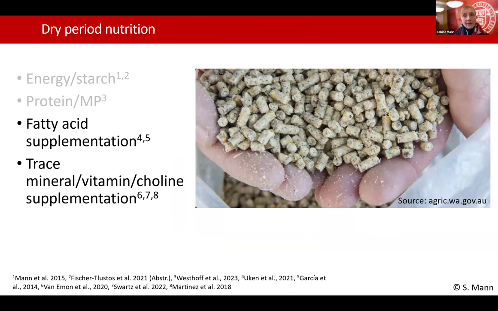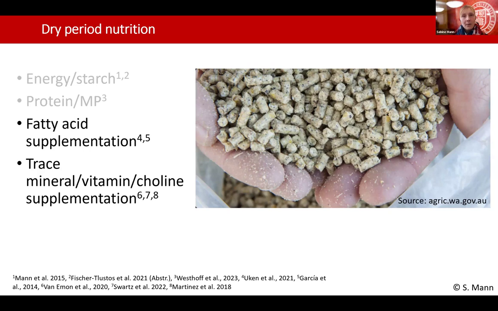And then as far as dry period nutrition goes for other factors, we have the chance of using fatty acid supplementation in cows to get certain fatty acids across into colostrum. This has been shown, for example, for omega-3 fatty acids, although the biological effect on the calf isn't quite clear yet to date. But this is something that we can keep in mind. We are able to get some of these fatty acids that we feed to the cow transferred into colostrum as well.